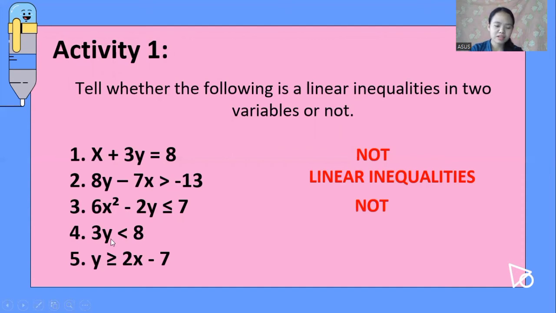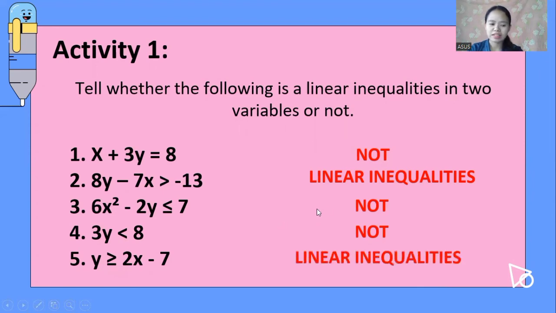And next, 3y is less than 8 is also not a linear inequality. Take note that the linear inequality consists of two variables. Thus, we cannot consider this as a linear inequality in two variables. Last, y is greater than or equal to 2x minus 7 is a linear inequality, since it has two variables and we use the symbol greater than or equal to.